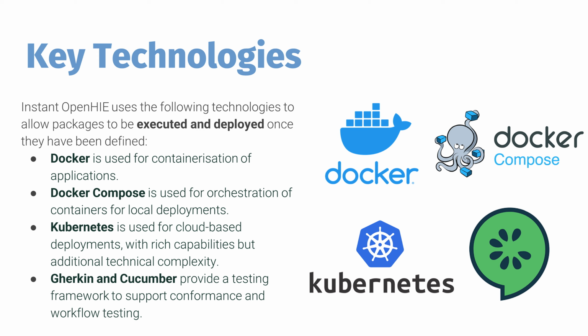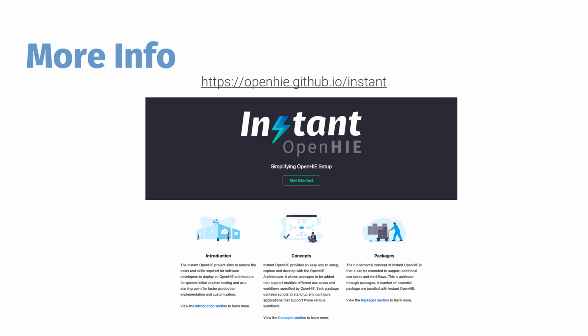Instant OpenHIE also comes with a test harness framework that provides a standard way to define and run sets of tests that ensure any components and workflows within a package function correctly. The test harness utilizes the Gherkin language to describe tests and the Cucumber tool to execute these. Instant OpenHIE makes use of these technologies to allow packages to be executed across platforms such as Windows, OS X, or Linux, as well as to hide some of the underlying complexity from end users, allowing packages to be downloaded and deployed more easily.